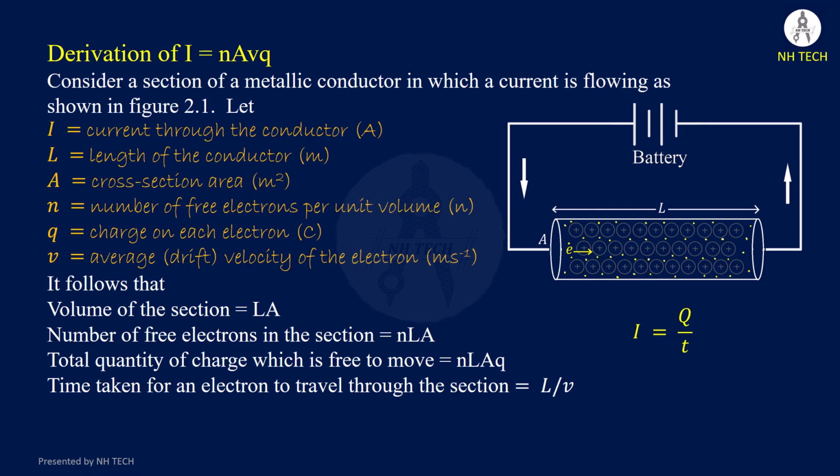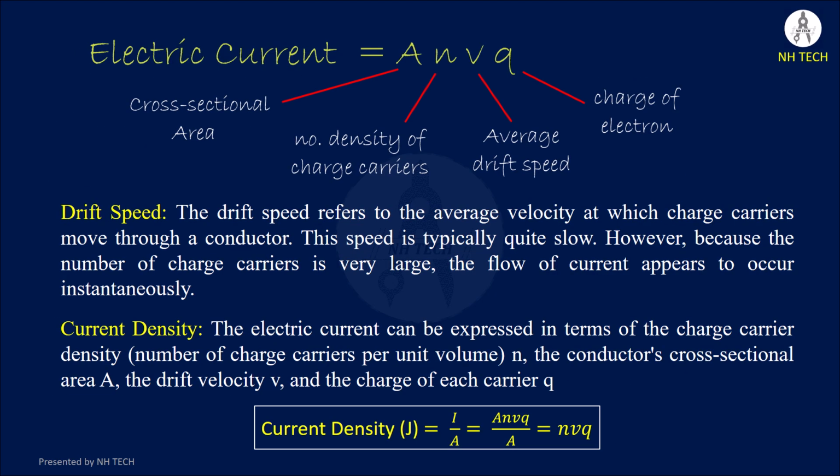Now, we have the expression for both, total amount of charge and total time taken. Substitute these values in the formula for current. Rearrange to get the formula. So this is the formula, which we wanted to derive.